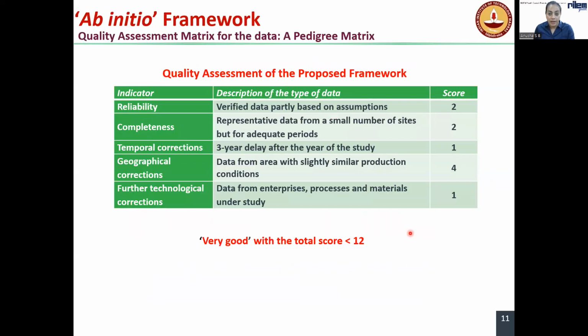For the data that I collected for the present framework, I assessed the quality based on a pedigree matrix. Based on this, the data was considered to be very good with a total score less than 12.